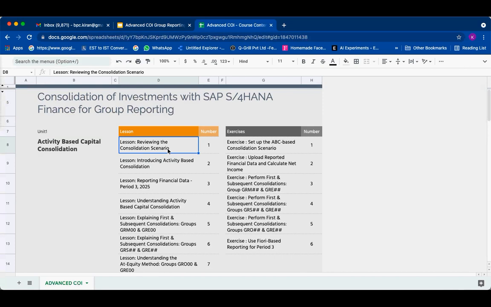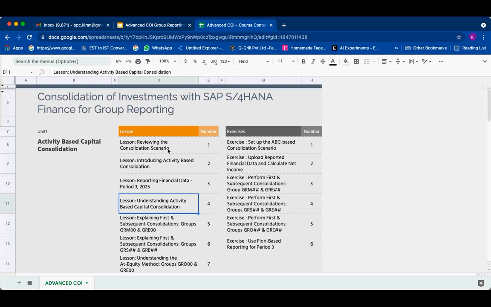Any questions? Yes. If we use the activity-based approach on-prem, will there be any difference in licensing cost? No, no. Always, on-premise Group Reporting is with the S/4HANA license, so no separate license cost. The same thing is applicable whether you use rule-based or activity-based. Thank you.